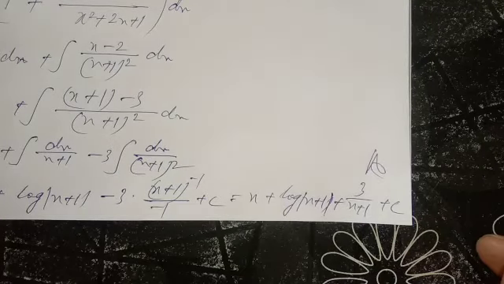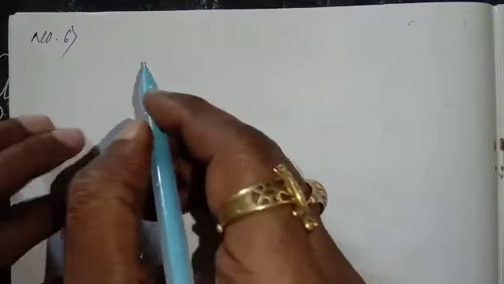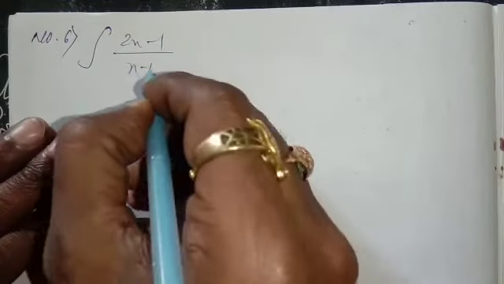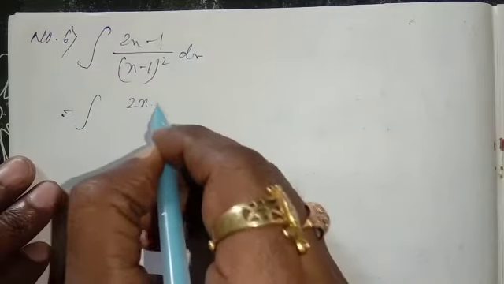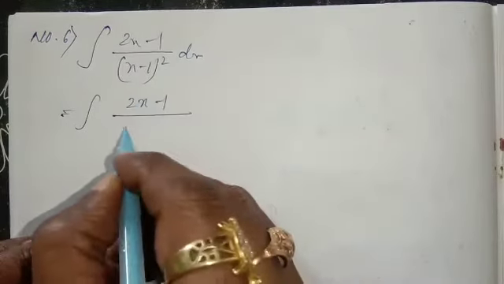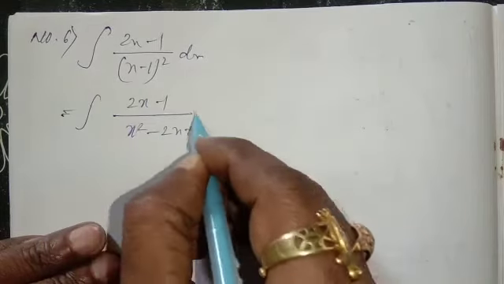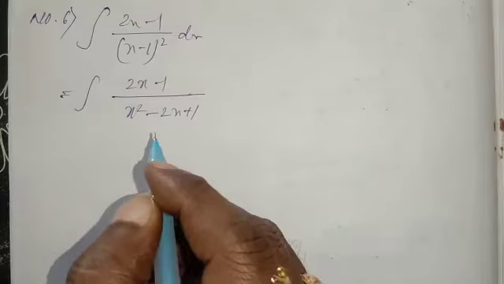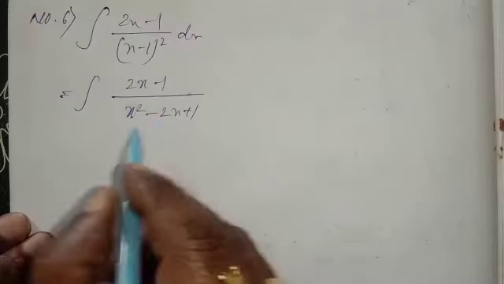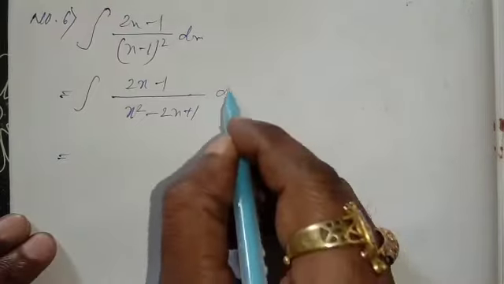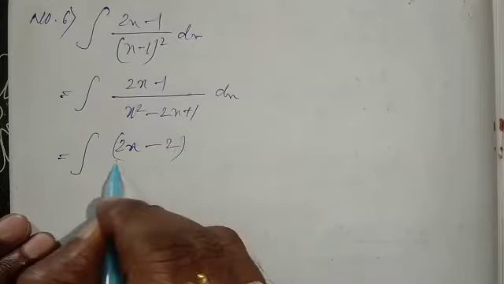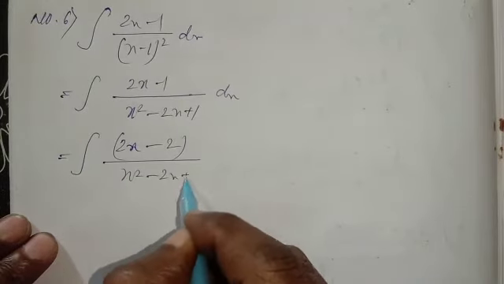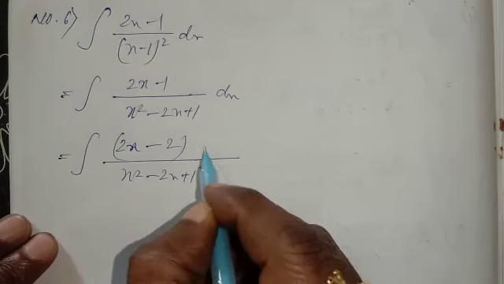And the last number I will do today, number 6. Question number 6: integration of 2x minus 1 by (x minus 1) whole square dx. Just write here 2x minus 1, and just break (x minus 1) whole square. It will be how much? x square minus 2x plus 1. Now, the derivative of x square minus 2x will be 2x minus 2. You write here 2x minus 2 by x square minus 2x plus 1, and this will be plus 1.